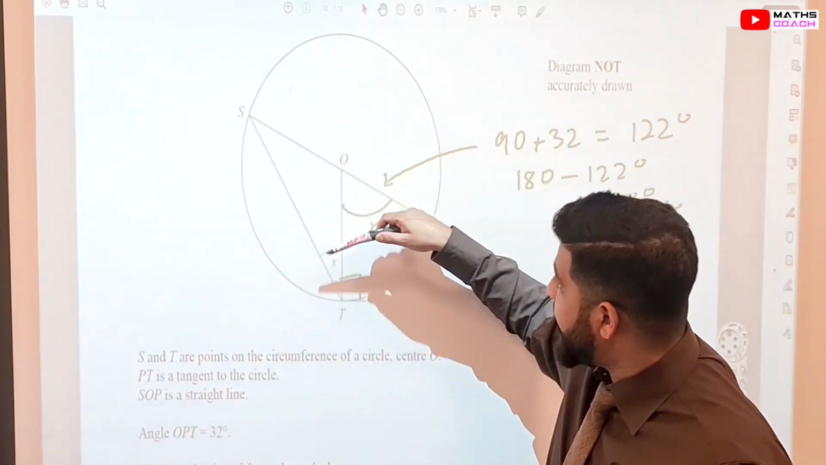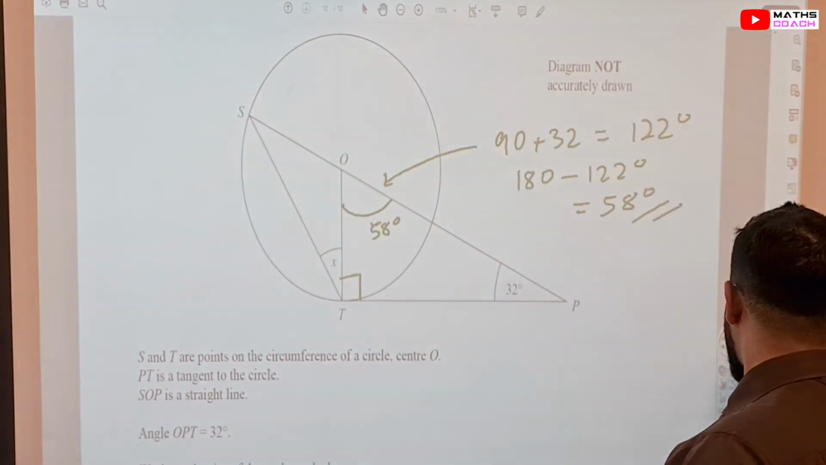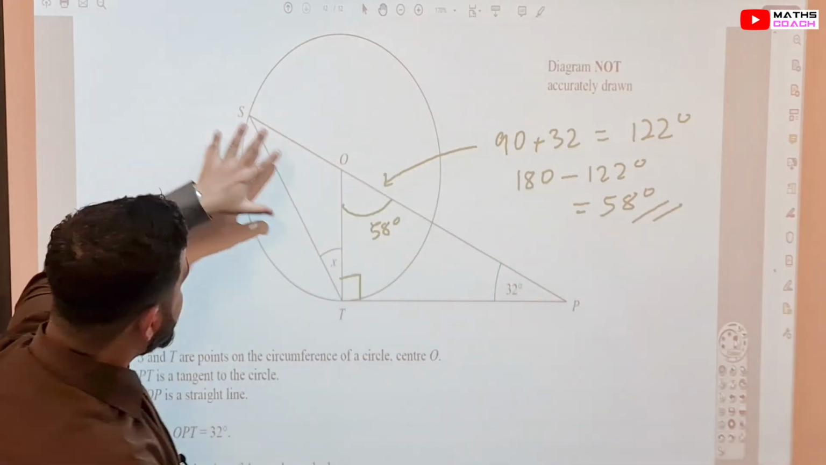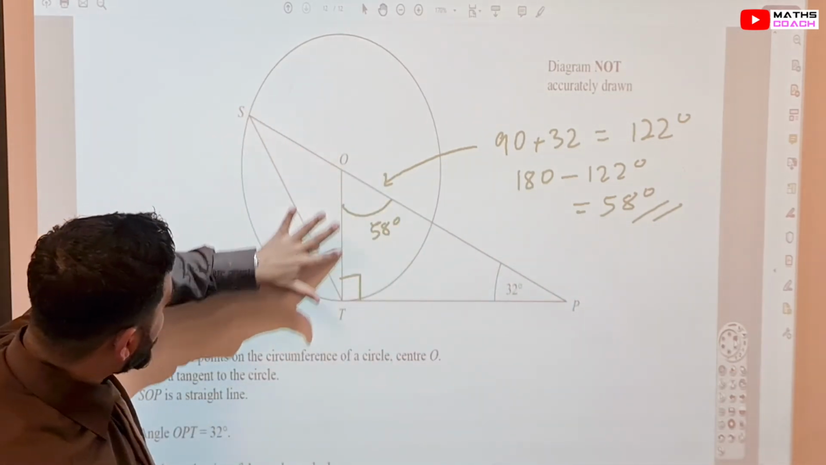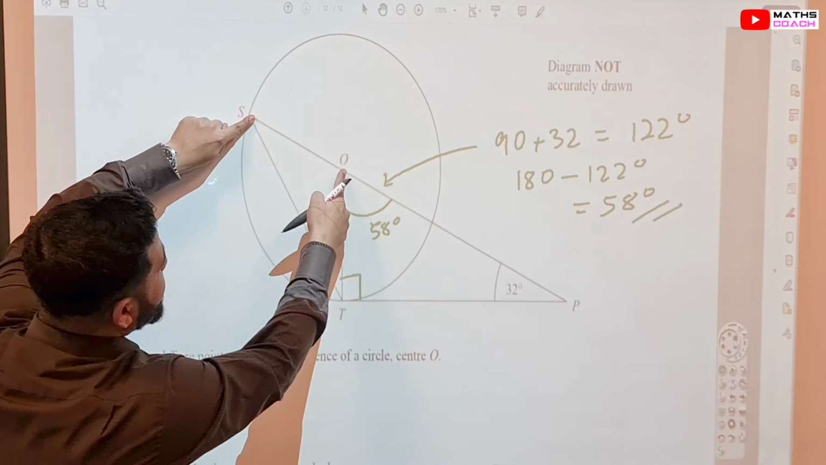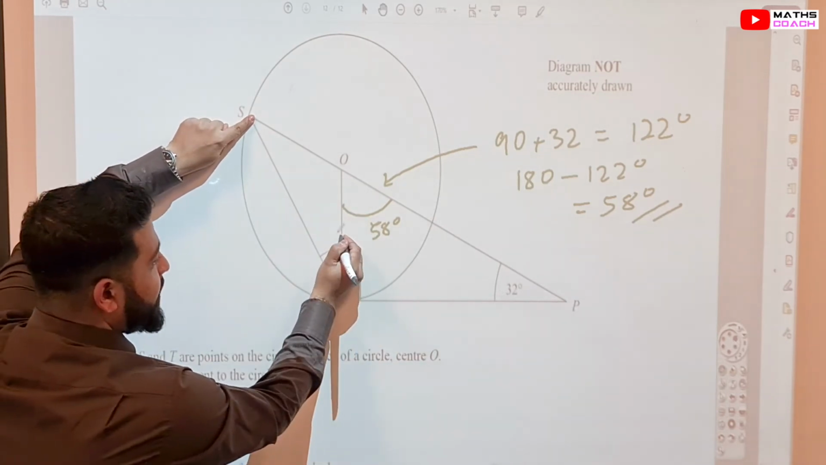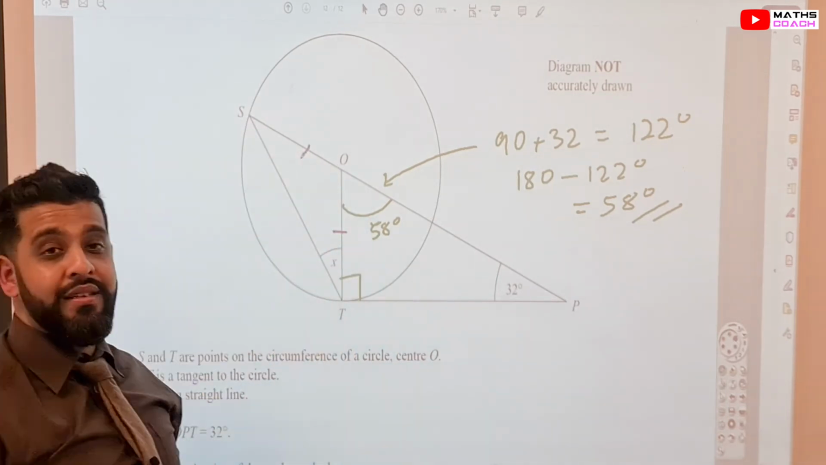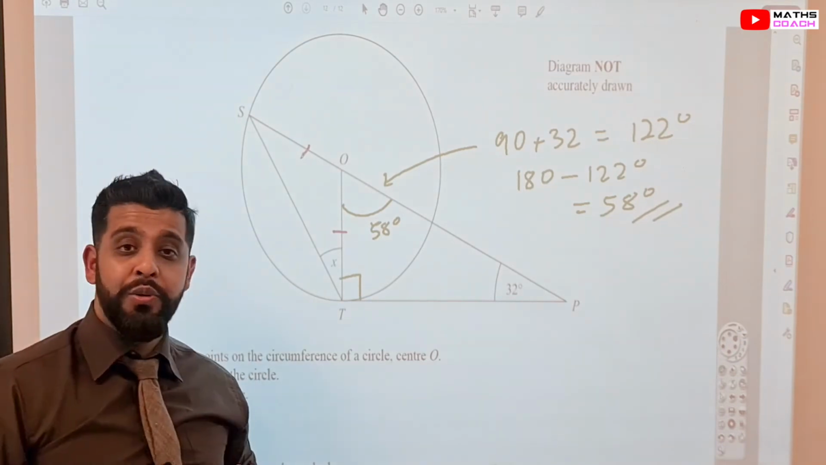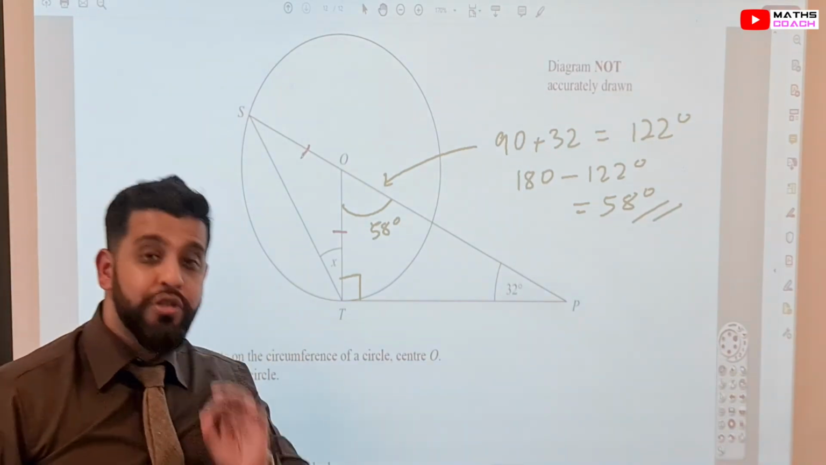How do we find X here? Now let's change the color here. So what do we know about this triangle here? We have a radius here, we have a radius here. So therefore, these two sides are the same. What kind of triangle do we have then? We have an isosceles triangle.